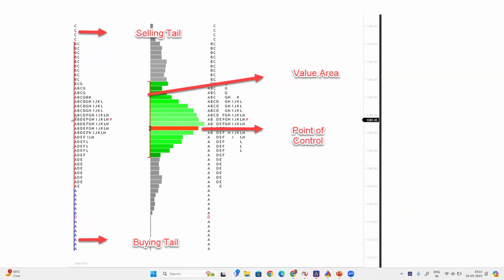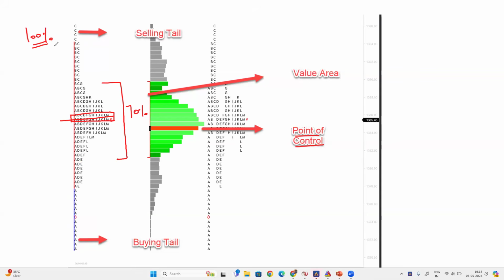The center point where more traders, buyers, and sellers are colliding against each other, this is what we call a kind of magnet zone. We call it the point of control. And surrounding the point of control, we take 70% of the TPOs. 70% of the TPOs. Let's say there are 100% of the TPOs.